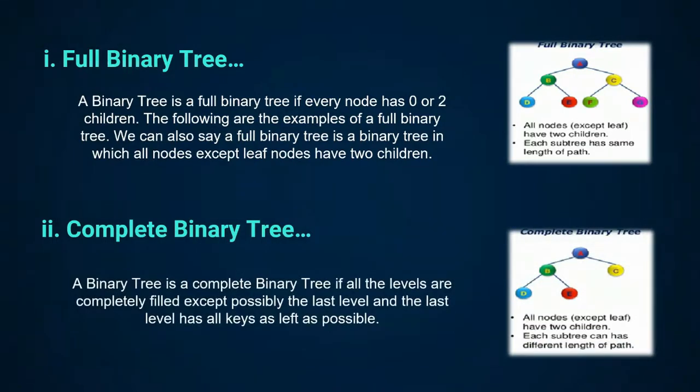Next type is a complete binary tree. In that, all the levels are completely filled except possibly the last level, and each sub-binary tree has a different path length in a complete binary tree.